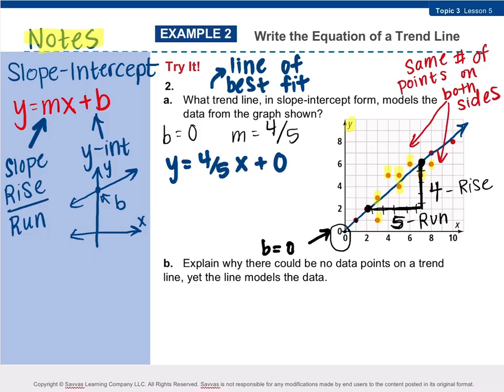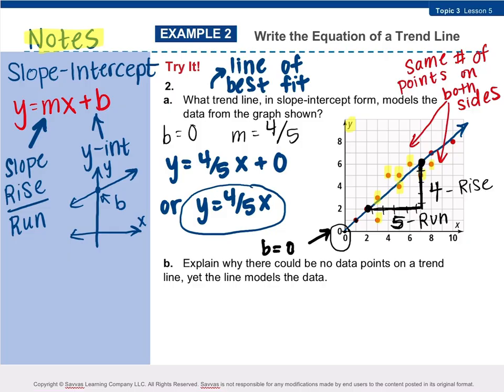That's my equation. I could also write it just y equals 4 over 5x, no plus 0, because plus 0 doesn't really change any numbers, right? Plus 0 just gives me the same thing. And so that's a great line for my data.